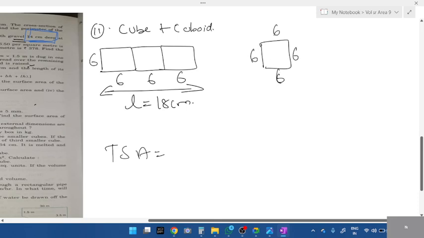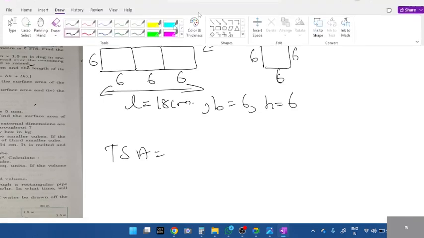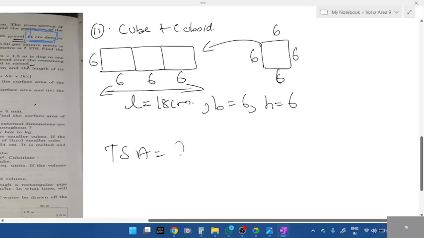Then what they did, they have joined 3 cubes together. Length is 6, breadth is also 6, height is also 6, students. So this becomes a cuboid. It is not a cube, it becomes a cuboid. What's the formula for a cuboid? 2 (LB plus BH plus HL). So you take 3 cubes and combine, it becomes cuboid.